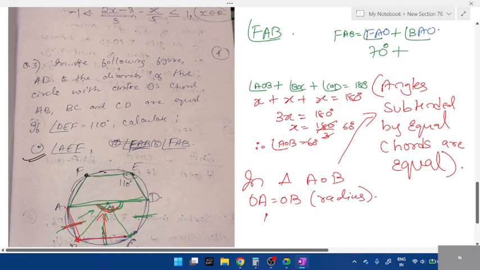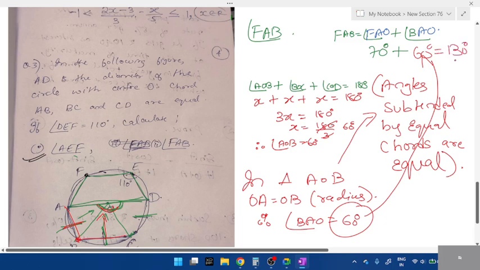Okay, so therefore, you do the calculation, student. Once you do the calculation, what is BAO value? So what is FAB? 130 degrees.